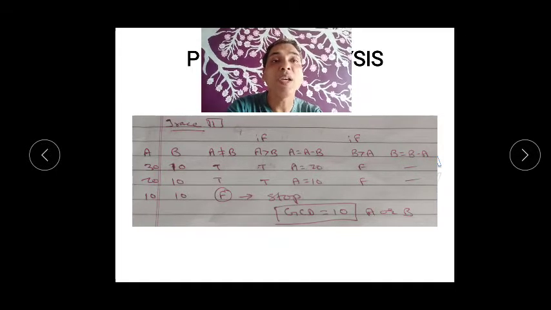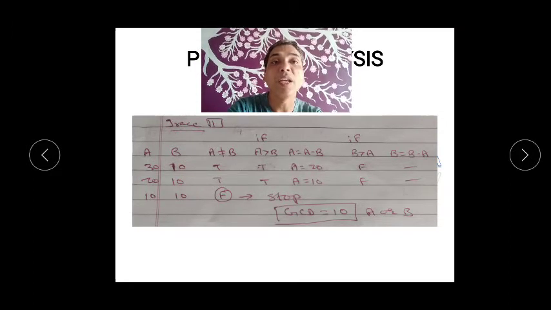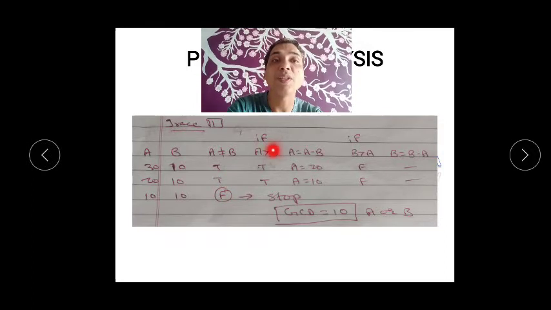So the latest value of A is what? 20. That's why I have written here. Now the value of A becomes 20, and the value of B is the same, that is 10. Now again it will check: A is not equal to B. Yes. Since it is true, it will come and check this condition.